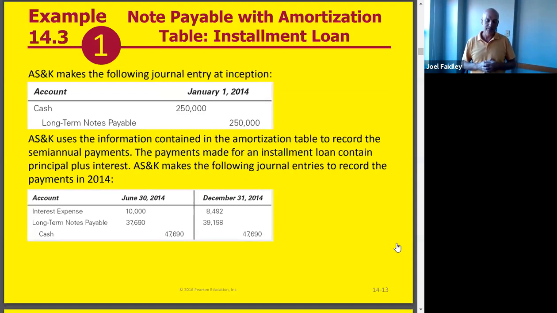The long-term notes payable or mortgage payable is what goes on your books as a long-term liability, except for what you're going to have to pay down in the coming 12 months. There are my actual payments for the first 2 periods: interest expense, long-term note payable reduction, and then the cash. Cash is always the same.